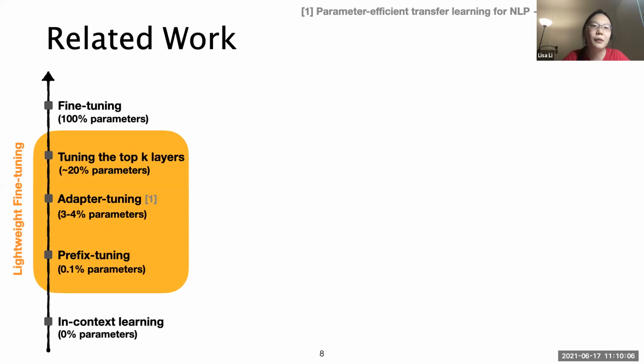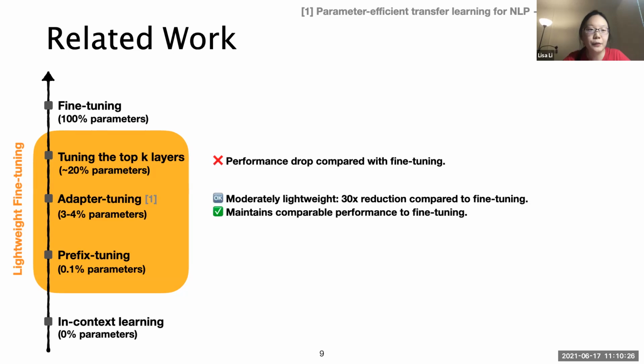So overall, we call this group of methods lightweight fine-tuning, which tries to freeze most of the language model parameters and insert some small trainable modules in order to adapt for some downstream tasks. When we tune only the top K layers, normally we see a performance drop compared with fine-tuning. When we do adapter tuning, it is moderately lightweight, and we have 30 times fewer trainable parameters than fine-tuning. And at the same time, we maintain a comparable performance.